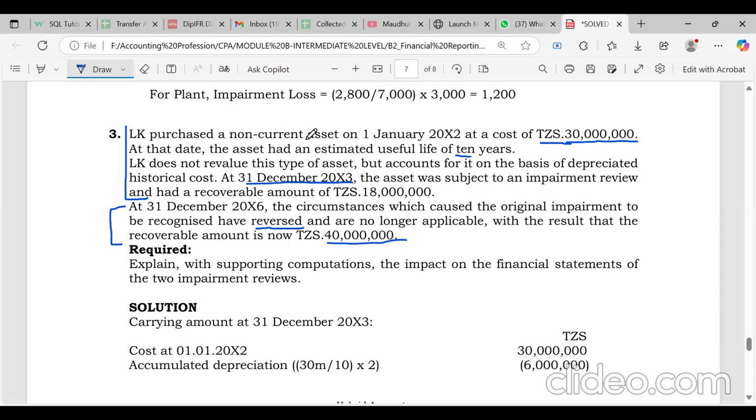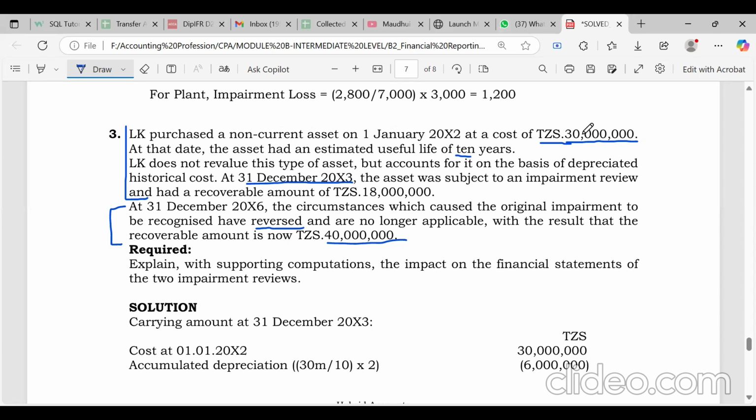So let's get the carrying amount, because at any point at which you perform an impairment review, you have to compare the carrying amount against the recoverable amount. What was the carrying amount then? 18 million? Okay, how do you get that? You take the cost, which is 30 million, right?